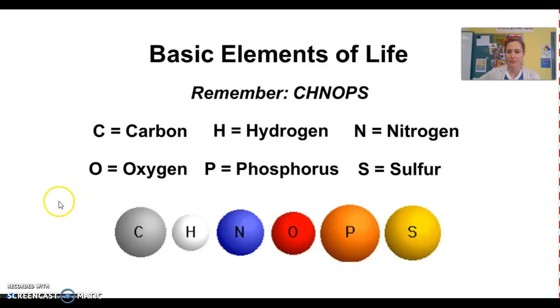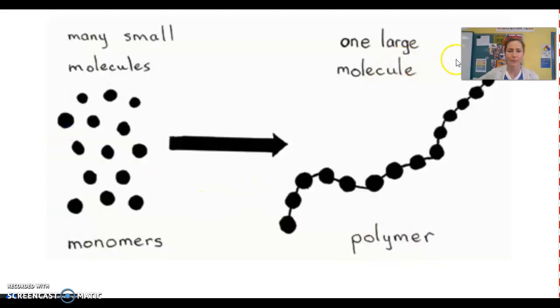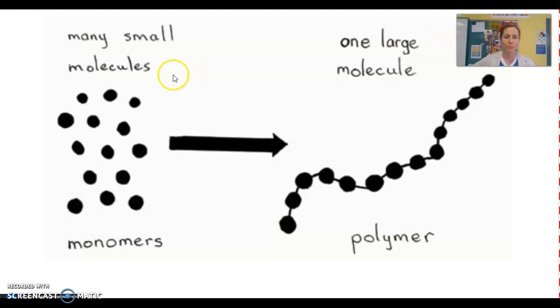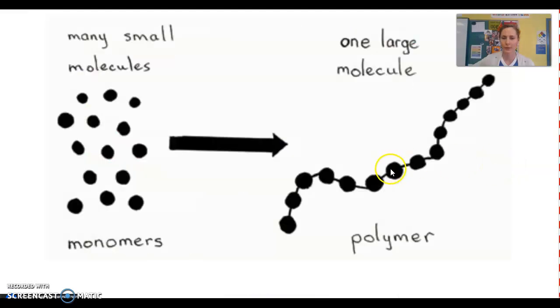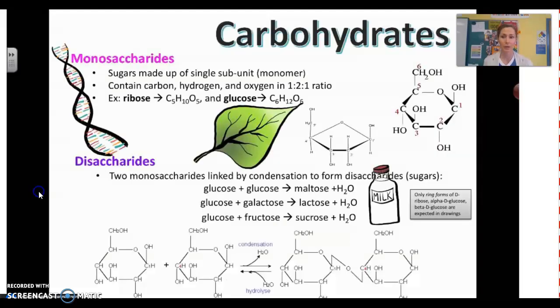So what we're going to do today is take a look at the differences between the monomers, meaning the simple small molecules, and the polymers for the 4 major macromolecules. Again, monomers being those base units, and the polymer being a combination of those base units. The 4 macromolecules are carbohydrates, lipids, proteins, and nucleic acids. And we're going to talk about carbohydrates first.